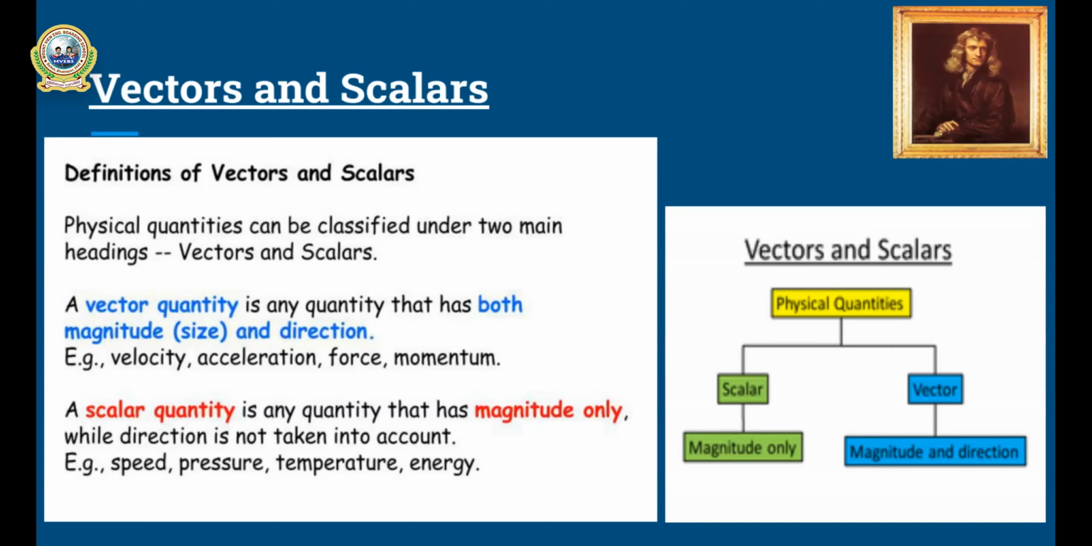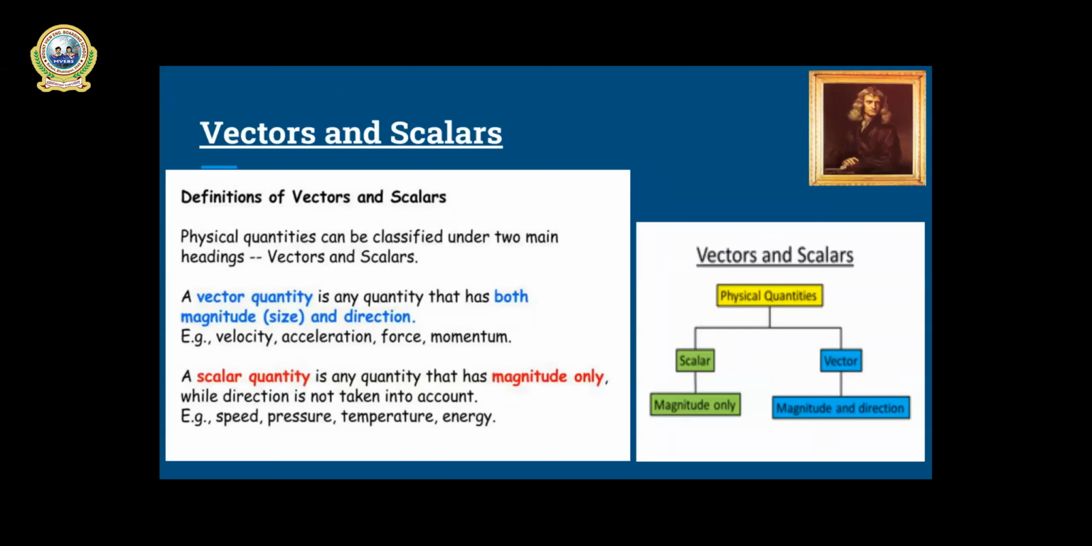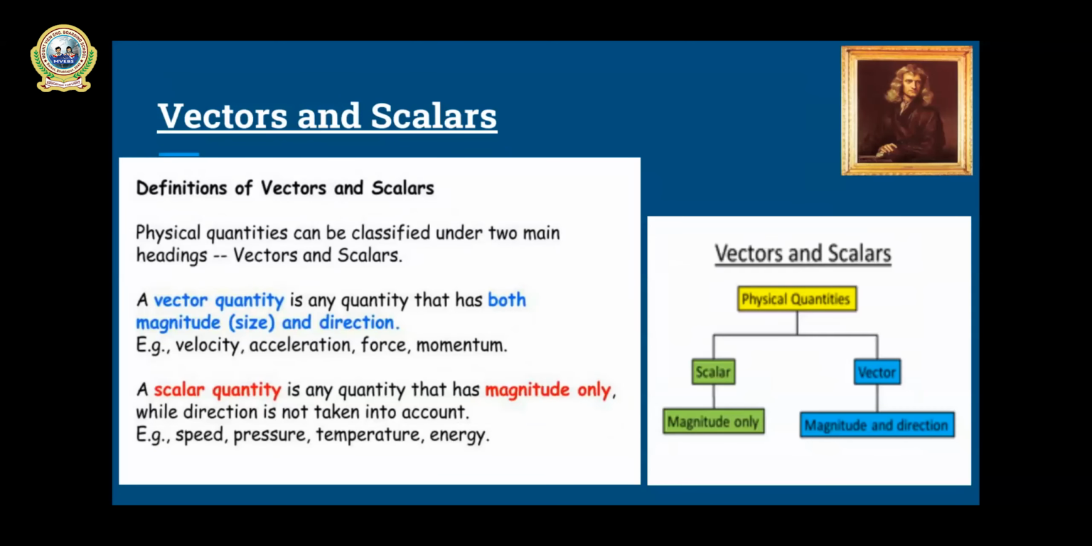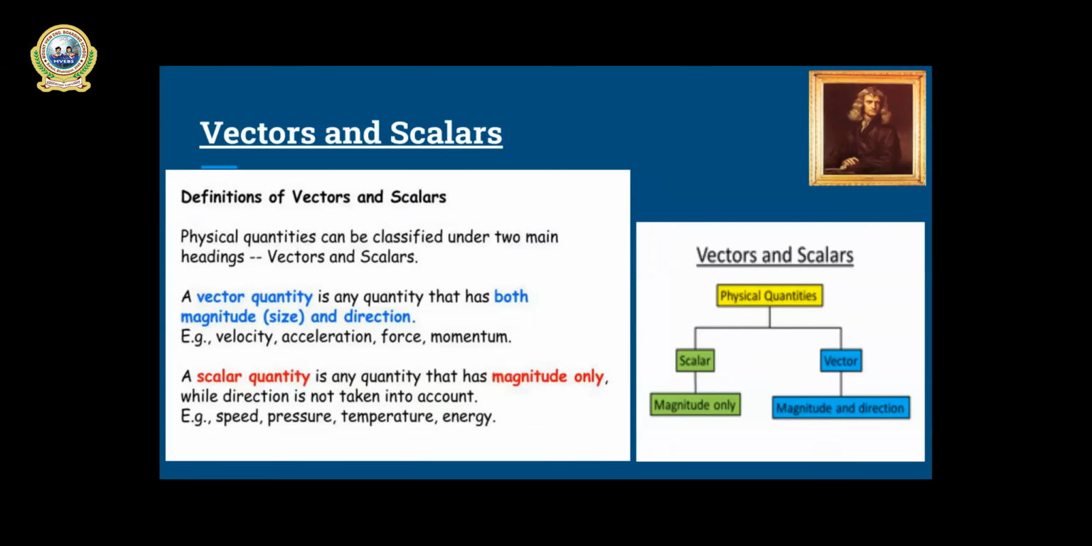So having both magnitude and direction are vectors, and having magnitude only are called scalars. We can say vector quantity or simply vector, scalar quantity or simply scalar. You can see there, physical quantities are of scalar and vector types; a scalar has magnitude only, and a vector has both magnitude and direction. Let me show another slide which has examples of scalars and vectors. See please.